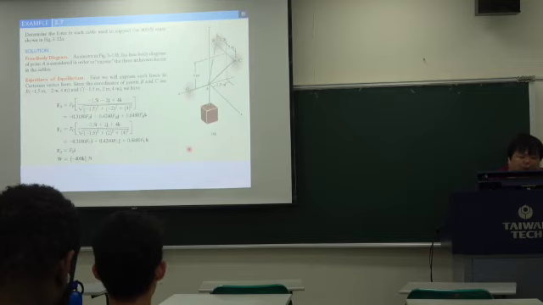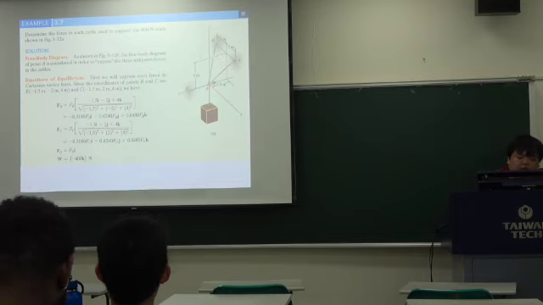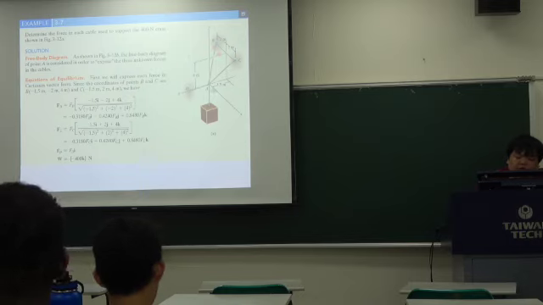In this example, we need to determine the force in each cable used to support the 400 Newton crate shown in this figure. So we can draw the free body diagram. We have the 1, 2, 3, 4 forces. Then the loading force is equal to 400 Newton.